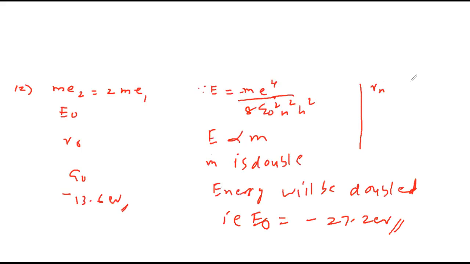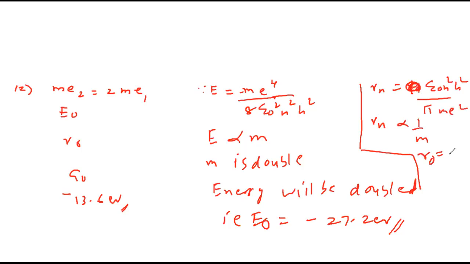Radius in nth orbit is epsilon naught n square h square upon pi m e square. That means radius is inversely proportional to mass. Therefore, R naught will become half of A naught. Mass is doubled, radius will become half. So A naught by 2 and minus 27.2 is the option.